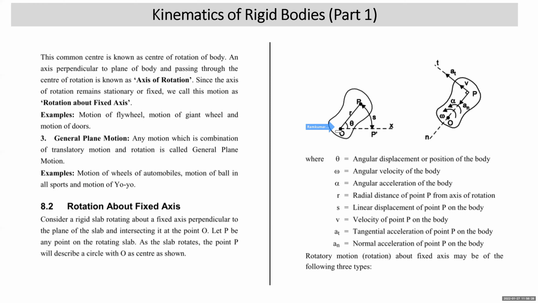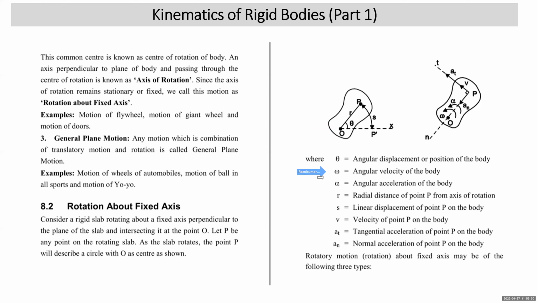So in this case, what is the axis of rotation? The axis of rotation is the line or axis perpendicular to the plane of the body and passing through the center of rotation. So that is called the axis of rotation. Now here let's understand the terms. Theta is the angular displacement or position of the body.